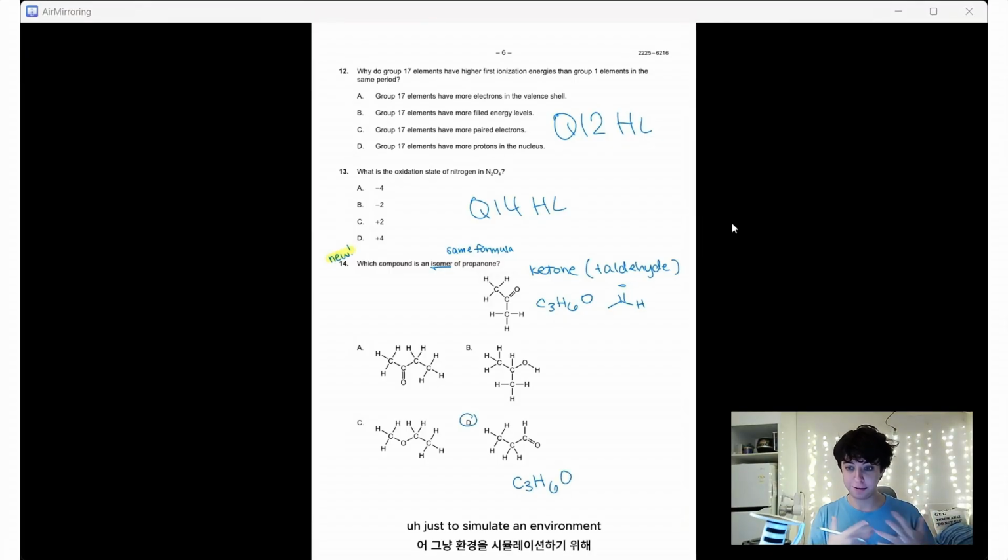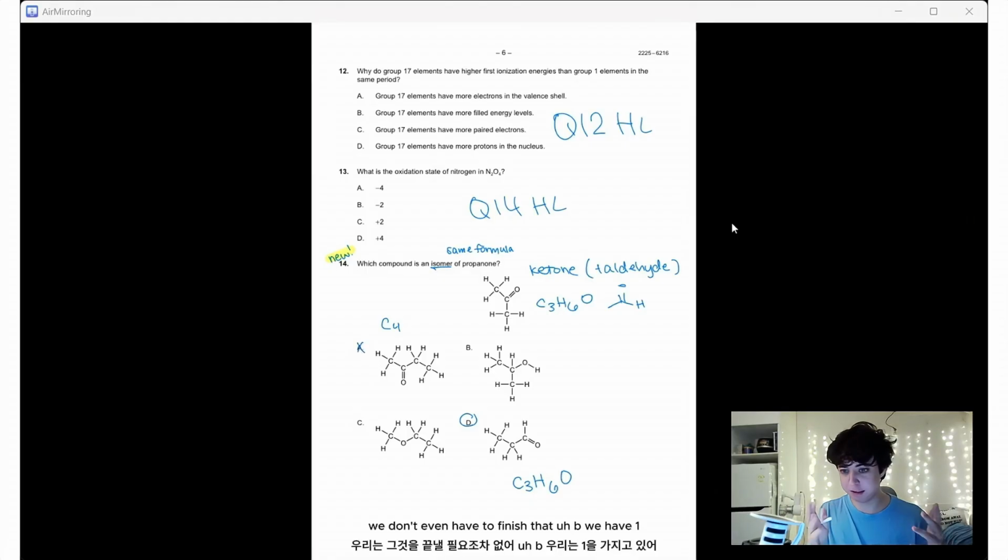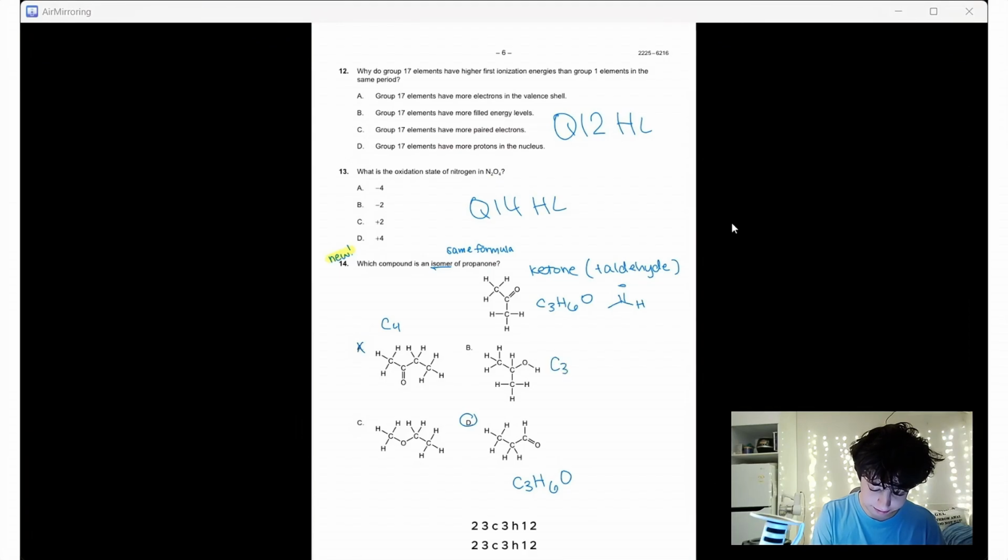However, just to simulate an environment where you don't remember that, we are going to look at the formula for all the other structures just to be safe. So A, we have C, 1, 2, 3, 4. That already is wrong. Wow, we don't even have to finish that. B, we have 1, 2, 3, C3.